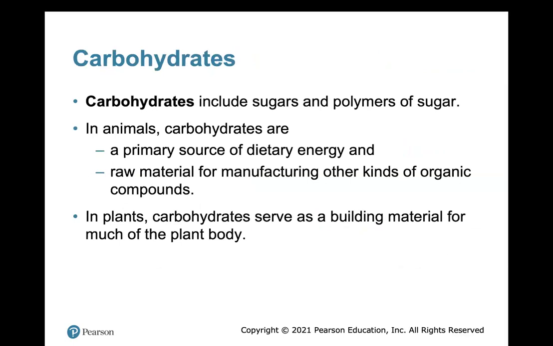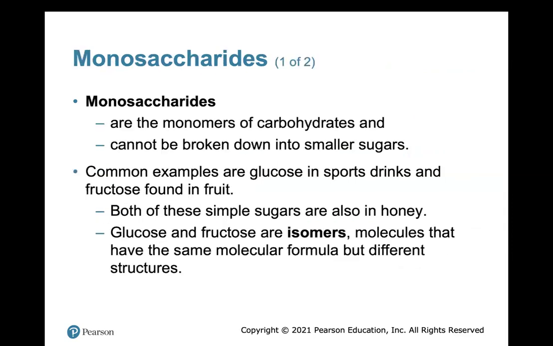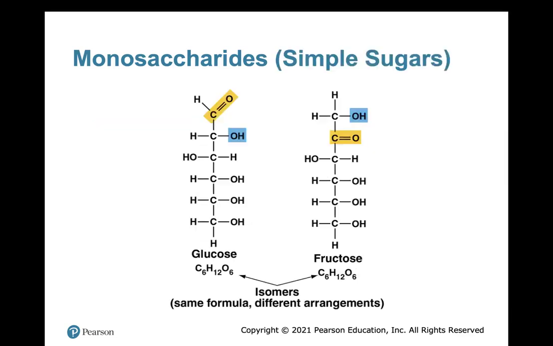Carbohydrates include sugars and polymers of sugar. In animals, carbohydrates are very important for being their primary source of dietary energy and a raw material for manufacturing other kinds of organic compounds. Whereas in plants, carbohydrates serve as a building material for much of the plant body. Monosaccharides are the monomers of carbohydrates. They are simple sugars, and you cannot break a monosaccharide down into anything smaller. So here's a look at simple sugars: glucose and fructose.